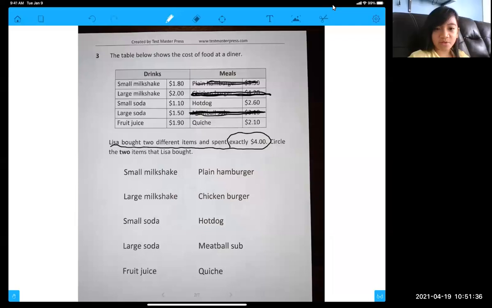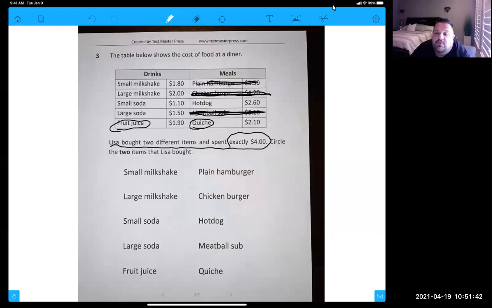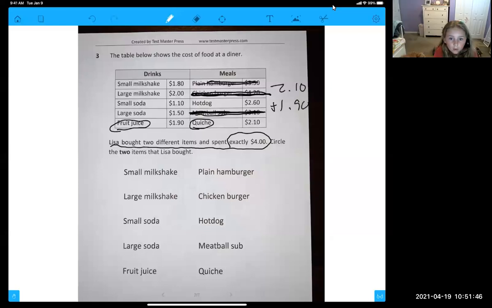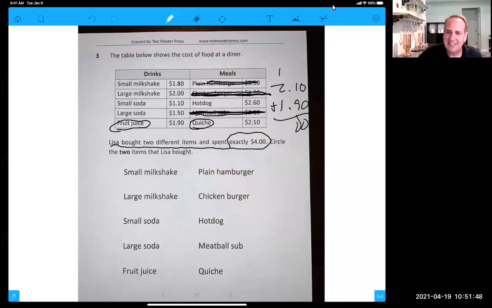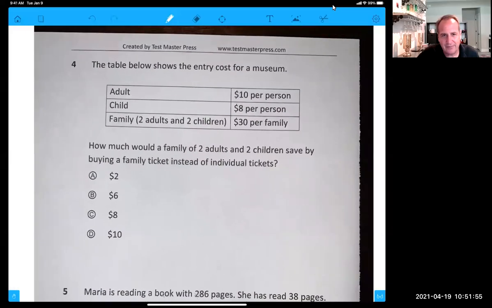The 2 different items are the fruit juice and the quiche. Does everybody see the fruit juice? $2.10 plus $1.90. There it is. $4. Good, Isabel. Good job, Isabel. So circle that. There you go.